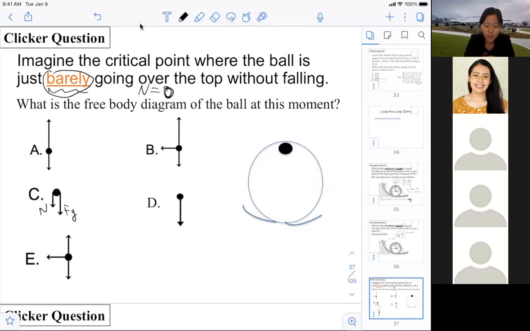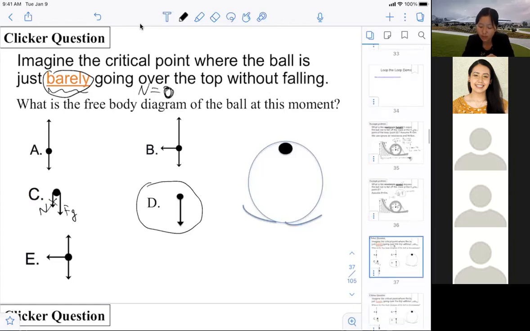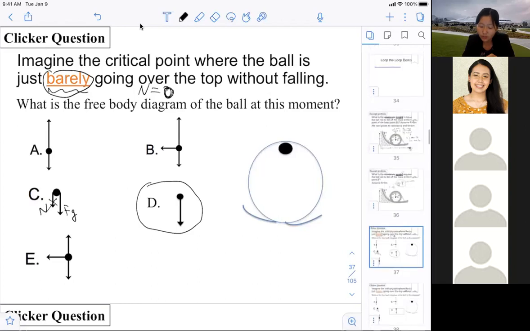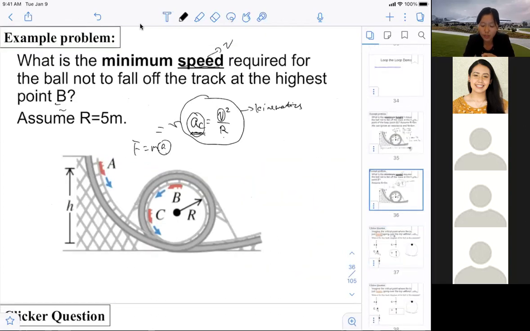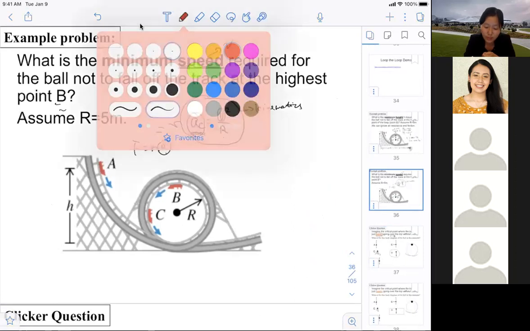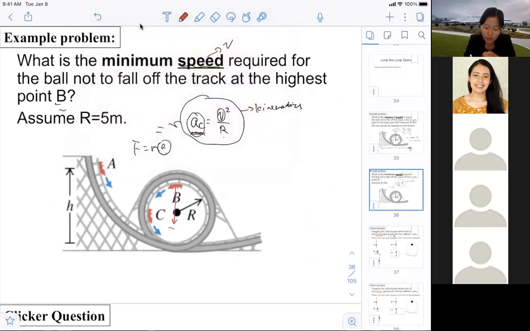So we should not draw this normal force in our free body diagram. It's really just gravity going down. Gravity entirely provides the centripetal force in this case. So D. Now, having gravity, we can go back to solve for the minimum speed required. At this point, you have one force acting on it, and one force only, that's gravity.